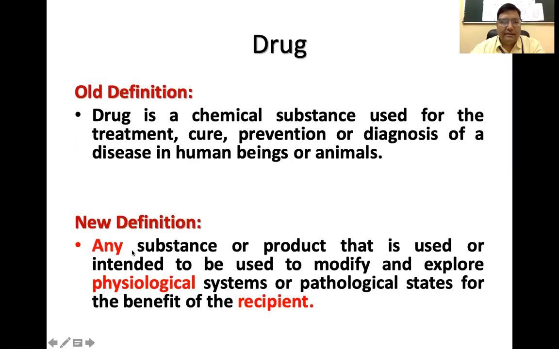A drug, by the WHO definition, is any substance or product that is used or intended to be used to modify or explore the physiological systems or pathological states for the benefit of the recipient. So any substance which modifies the physiological systems or the pathological states is known as a drug.